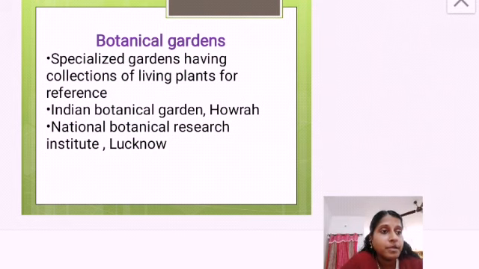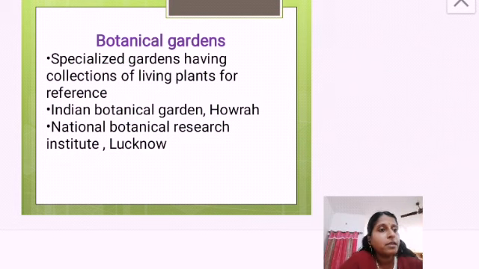Botanical gardens are placed, like the Indian Botanical Garden in Calcutta. So this Indian Botanical Garden or any botanical garden, what do they have? They have most of the plants there, and they write the name of the plant on a sheet, aluminum or steel, and keep it around the plant so that we can identify the plant and learn the plants.